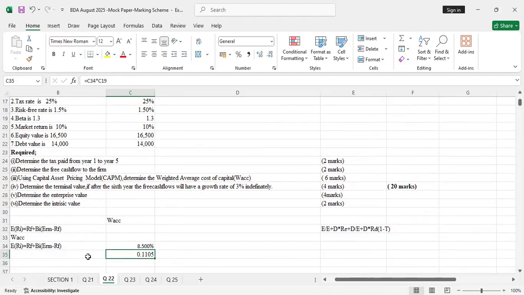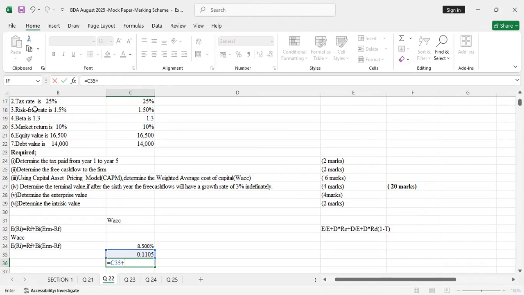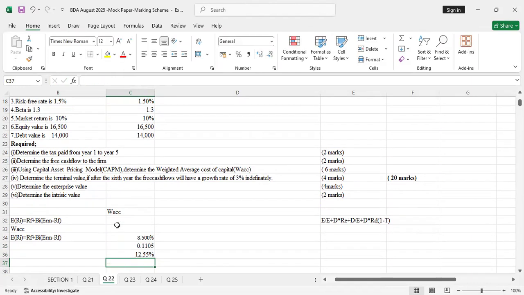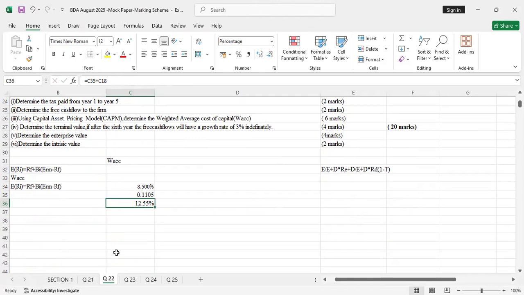Then this now you add to the risk-free rate. So you come here and say equals to this one plus the risk-free rate, which is 1.5. You enter. So that you get what we call the cost of equity. So our cost of equity will be 12.55%. Our cost of equity will be 12.55%.